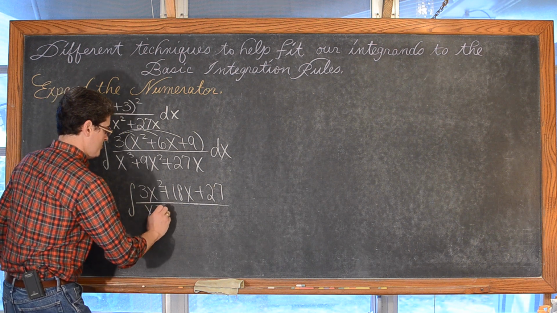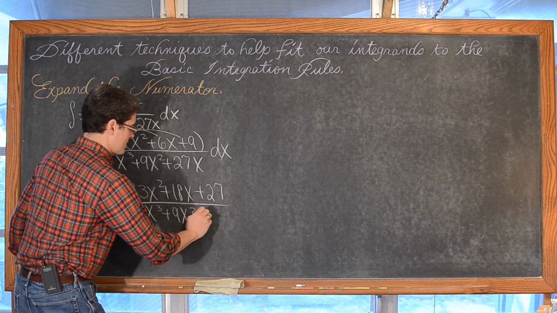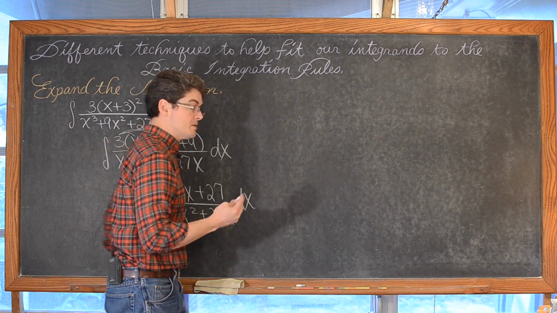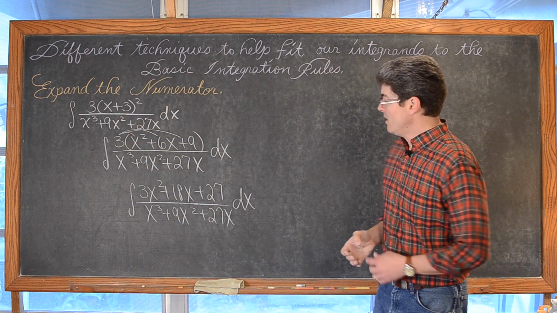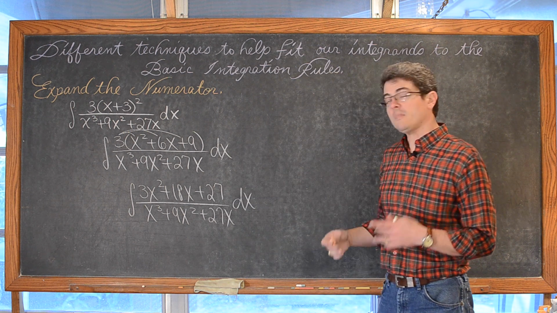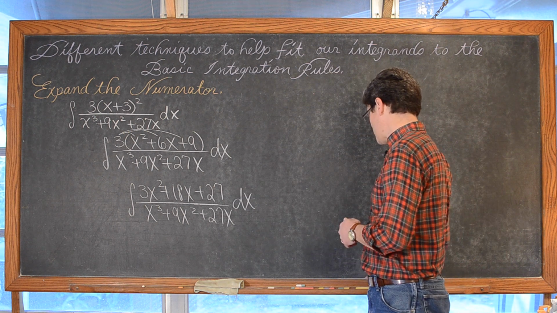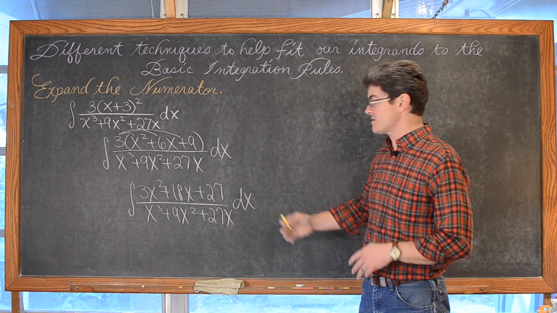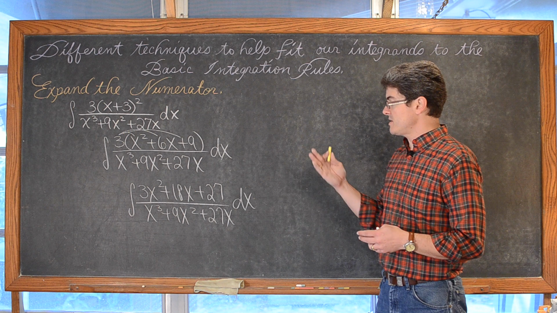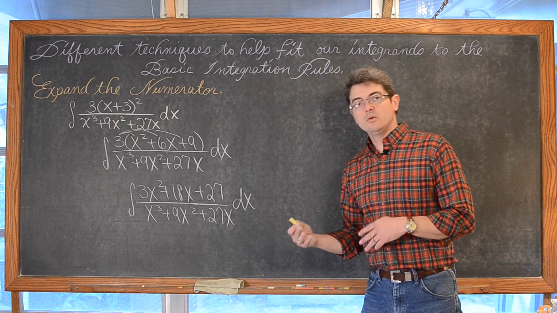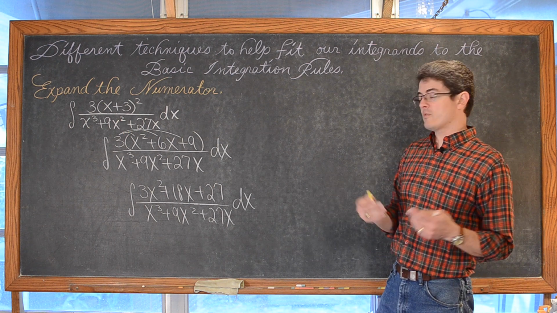X cubed plus 9x squared plus 27x dx. So indeed, we do have that pattern where the numerator is the derivative of the denominator. Now I can come off to the side and say let u equal this and du is equal to this dx, and rewrite this so that it's the integral of 1 over u du, or you could write du over u. You might even just write u prime over u.